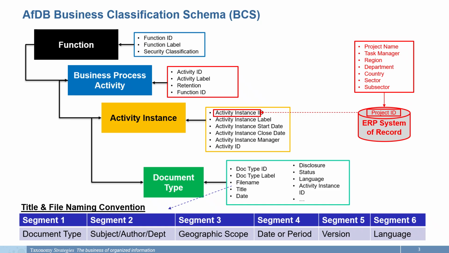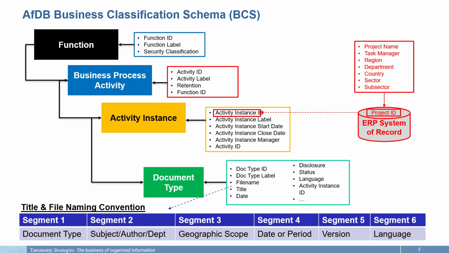This diagram shows an example of a business classification schema. Note that the business classification schema may be linked to an enterprise resource planning or ERP system of record when it exists to support a business process activity.